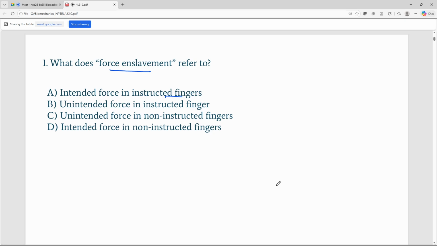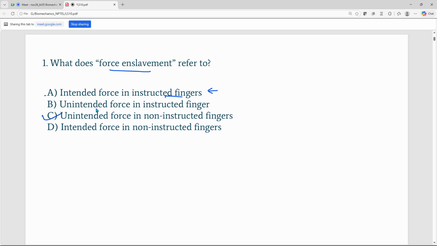Okay, so the answer here is option C, that is unintended force in non-instructed fingers. Option A is saying intended force in instructed fingers. That is the best scenario we are looking at. We want the intended force, not the maximum. The force we want is happening in the finger we want.